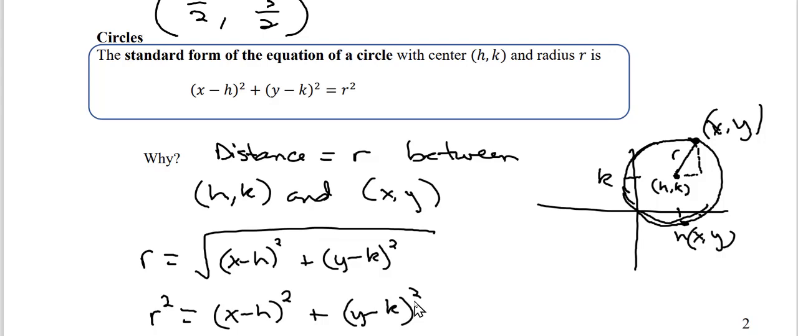That's where the equation of a circle comes from, going back to the definition that every point on the circle is that same fixed distance r away from the center, which we're calling h, k here.